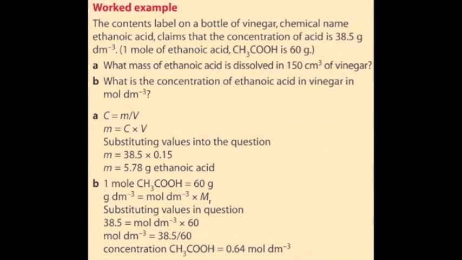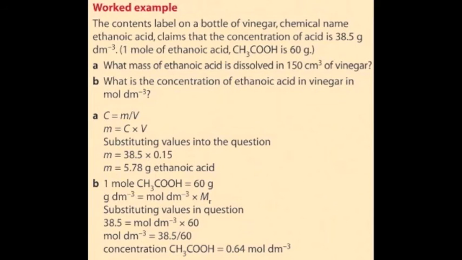In this worked example, the contents label of a bottle of vinegar, chemical name ethanoic acid, claims that the concentration of acid is 38.5 grams per decimeter cubed. 1 mole of ethanoic acid, CH3COOH, is 60 grams. Part A. What mass of ethanoic acid is dissolved in 150 centimeters cubed of vinegar? And B. What is the concentration of ethanoic acid in vinegar in moles per decimeter cubed?